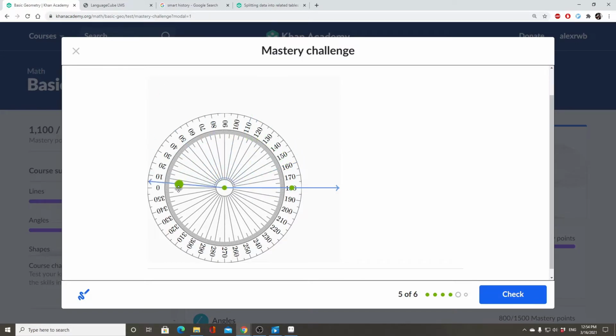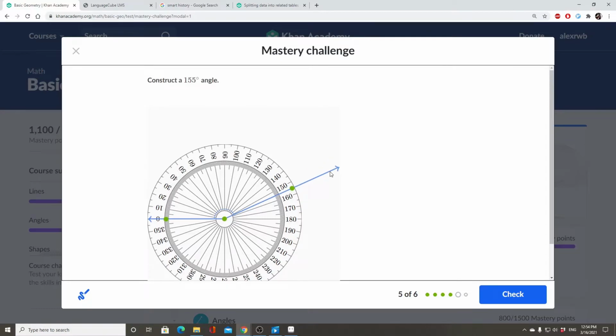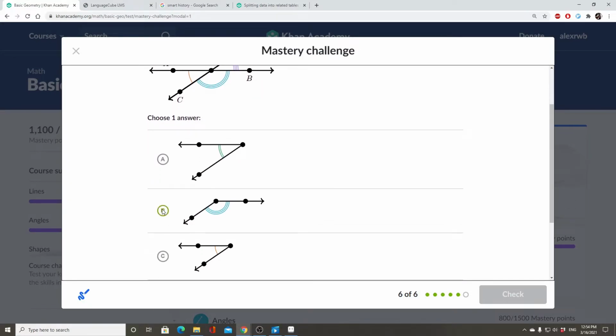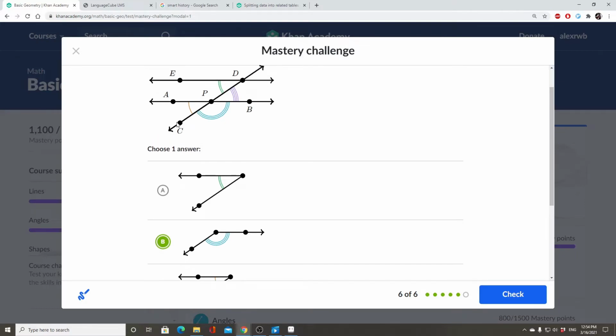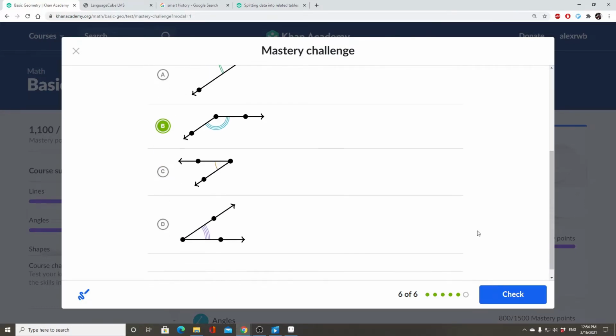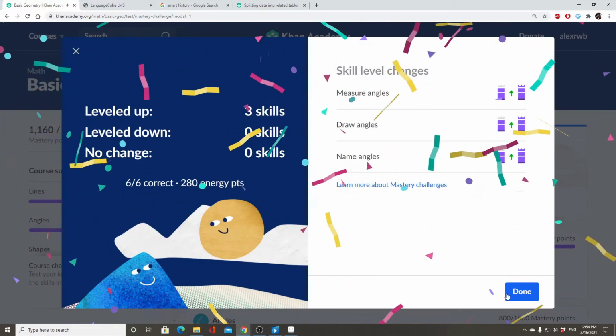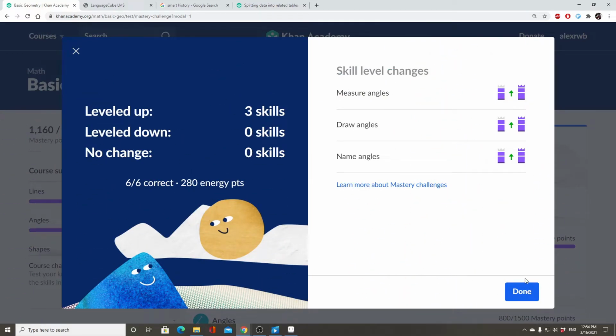Construct a 155 degree angle. So we move this in here, we set this to 0, and 155. That's right, yeah. Look at that. Not too difficult here yet. So CPB. Which angle refers to the same angle as CPB? It's this guy. That's CPB, right? Cool. There's the mastery challenge done. So you see I leveled up these 3 skills.